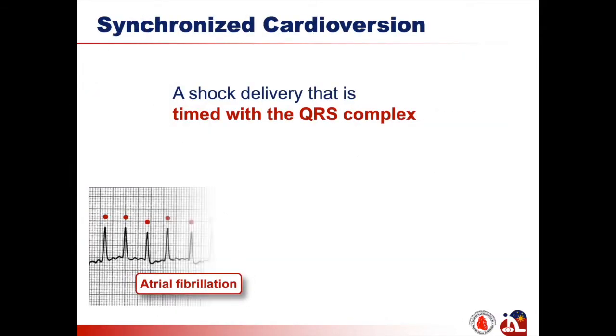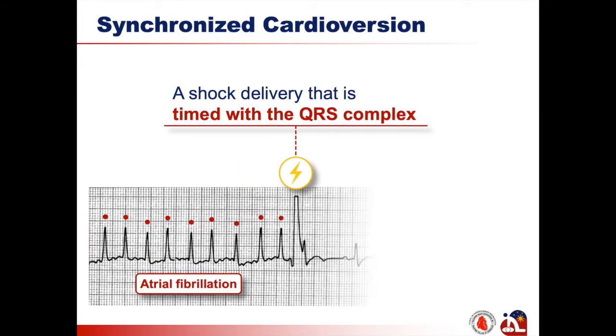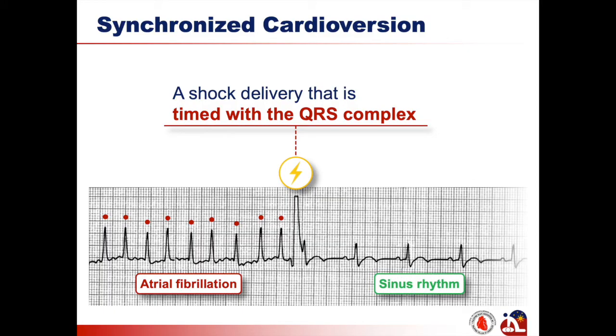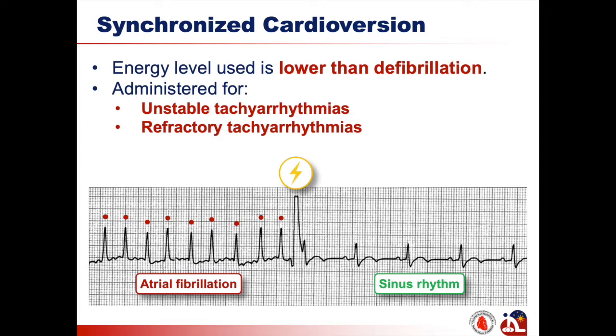Synchronized cardioversion involves the delivery of a low-energy shock that is timed or synchronized to be delivered at a specific point in the QRS complex. By timing the shock, electrical stimulation is avoided during the vulnerable period, which reduces the risk of inducing ventricular fibrillation. The energy level used is lower than defibrillation. Defibrillation, on the other hand, uses high energy, which temporarily stuns the irregularly beating heart to allow return of spontaneous circulation.